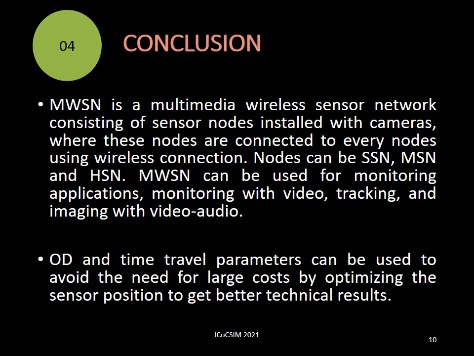Well, everyone, the main points of our material today are: firstly, MWSN is a multimedia wireless sensor network consisting of sensor nodes installed with cameras, where these nodes are connected to every node using wireless connection. Secondly, OD and travel time parameters can be used to avoid the need for large costs by optimizing the sensor position to get better technical results.